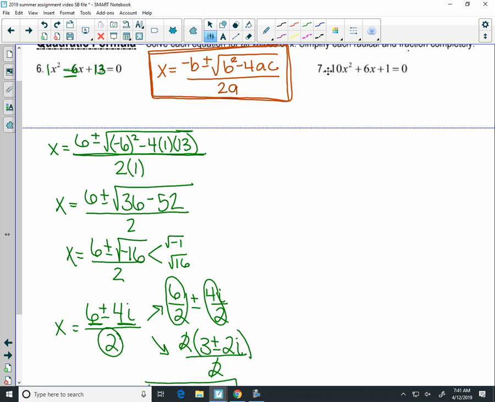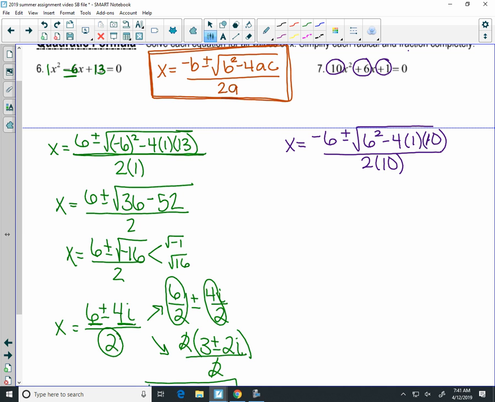Another quadratic formula problem. Our a is 10, our b is positive 6 this time, and our c is 1. So opposite of b is going to be a -6. There's 4ac. And our a this time is 10, not a 1. All right. Now let's trudge through the multiplication and subtraction.